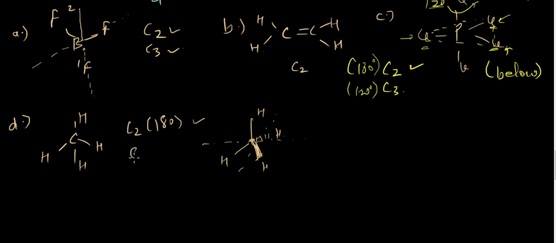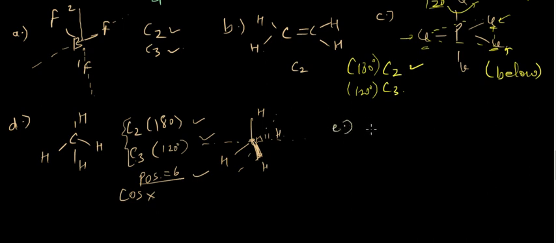Okay, so does it have C3? What was C3? 120-degree rotation. Yes, it would have C3 also. And how many planes of symmetry? I hope you are able to imagine all the C2 and C3. Does it have planes of symmetry? Yes, it has 6 planes of symmetry. We discussed this in the previous lectures when we were talking about the planes of symmetry. And does it have COS? No, it doesn't have COS.